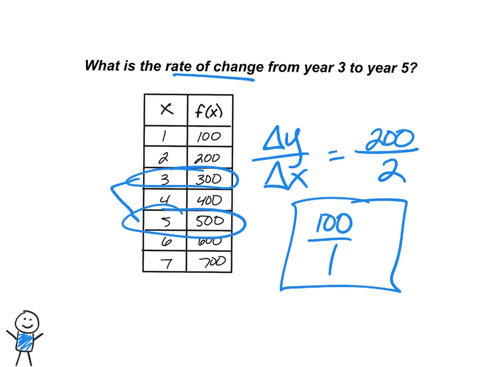So the key formula to remember when you're asked for rate of change or slope, you look for the change in y divided by the change in x.